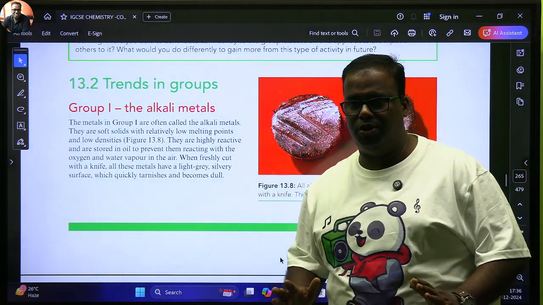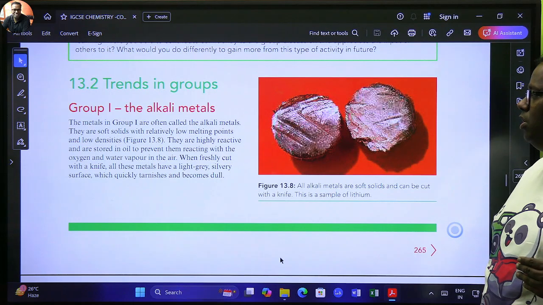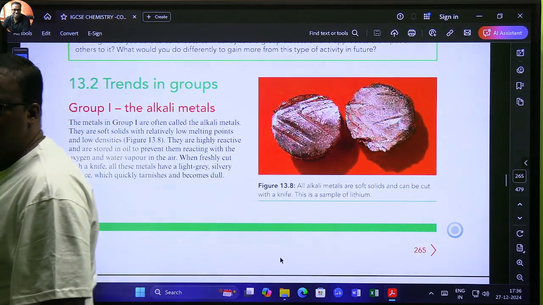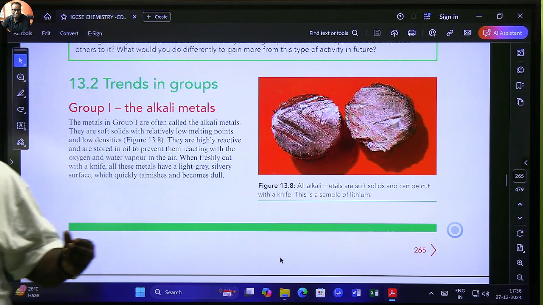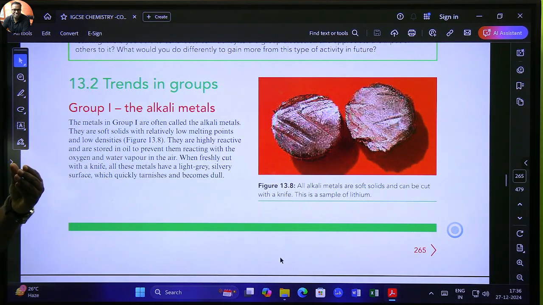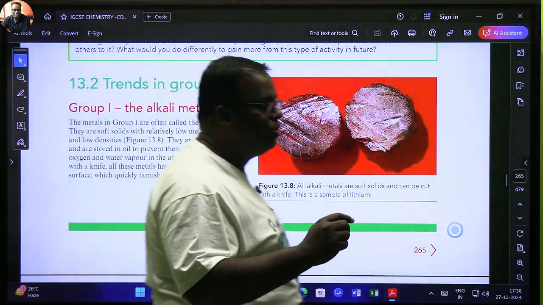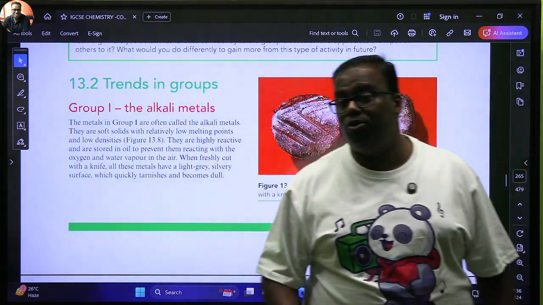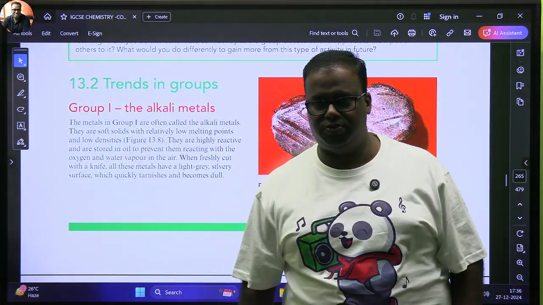This is a very important point. They are highly reactive and they are stored in oil to prevent them from reacting with oxygen and water. In fact, sodium and potassium are always kept under kerosene in the lab. If sodium is exposed from kerosene, it will immediately react with the oxygen or the moisture and a violent reaction will happen. Violent means it will be vigorous. In fact, if some traces of sodium are there in a test tube, you should be very careful how you dispose of it in the sink. Some people just throw it into the sink. The sink has water, it will immediately catch fire.